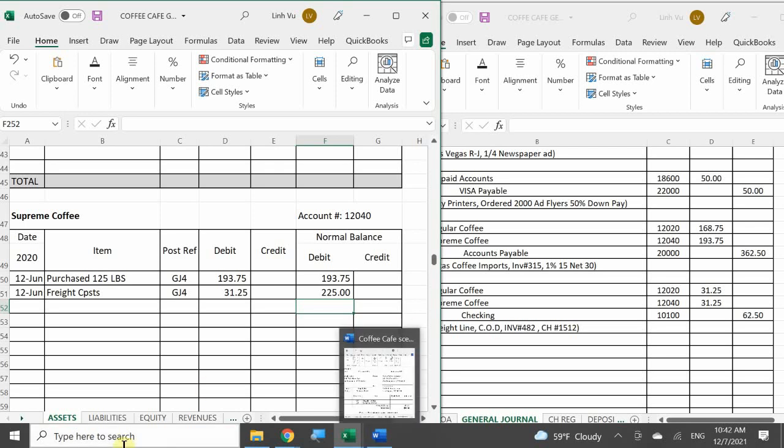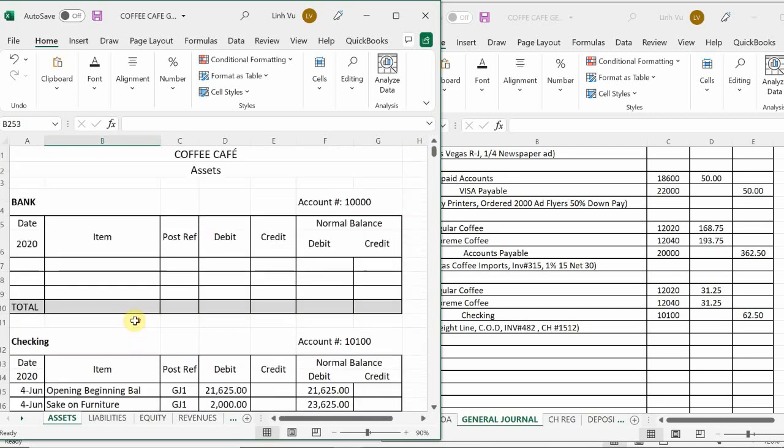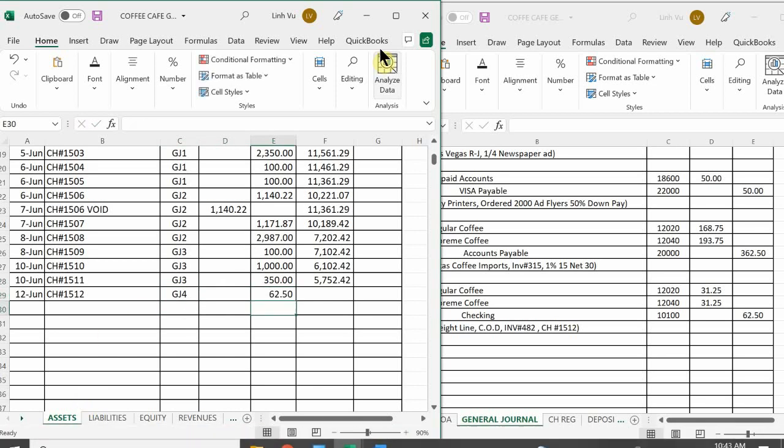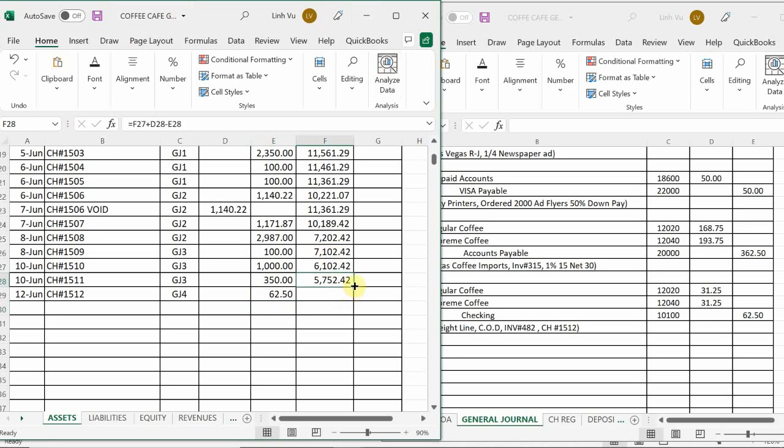So then the last thing I did was I ended up cutting a check. So therefore, I need to update my checking account too, right? Since I wrote check number 1512, General Journal 4, I paid $62.50. So therefore, my checking account has now dropped to $5,689.92. Okay.